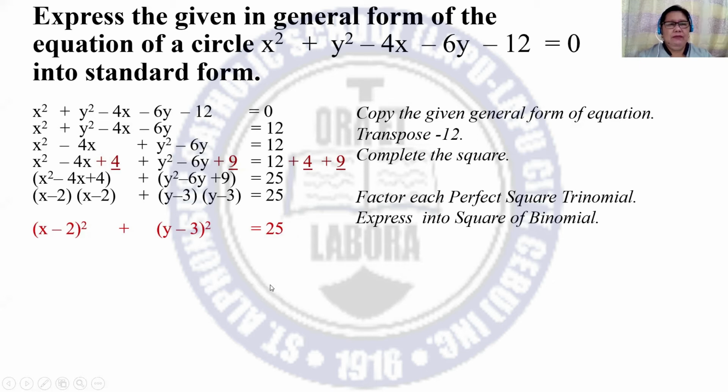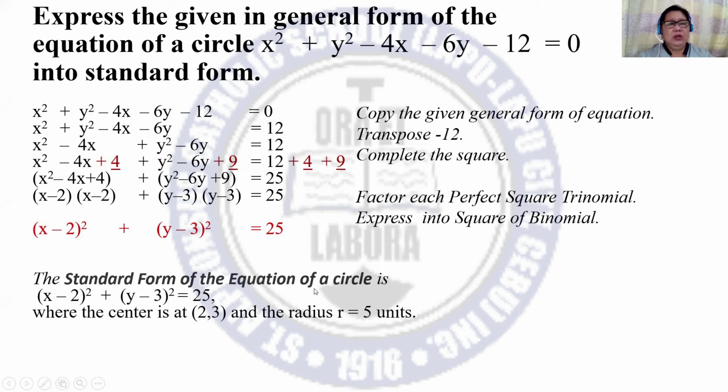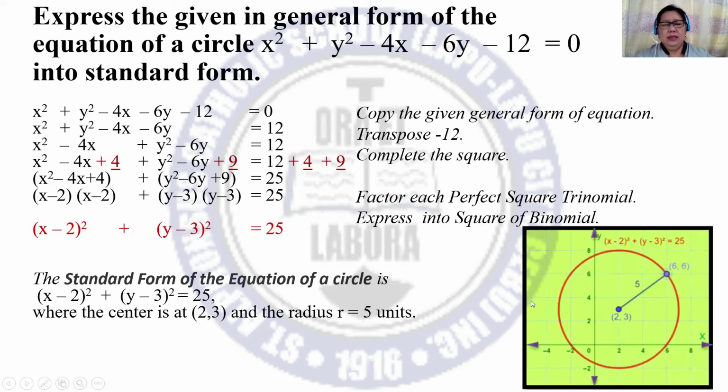Copy 25. So the standard form of the equation of the circle is the square of x minus 2 plus the square of y minus 3 is equal to 25. Where the center is at 2, 3 and the radius is equivalent to 5 units. So from this general form, we're able to go back to the standard form. So this is the illustration. Again, we have the center 2, 3, radius 5, and the name of the equation with the point on the circle.